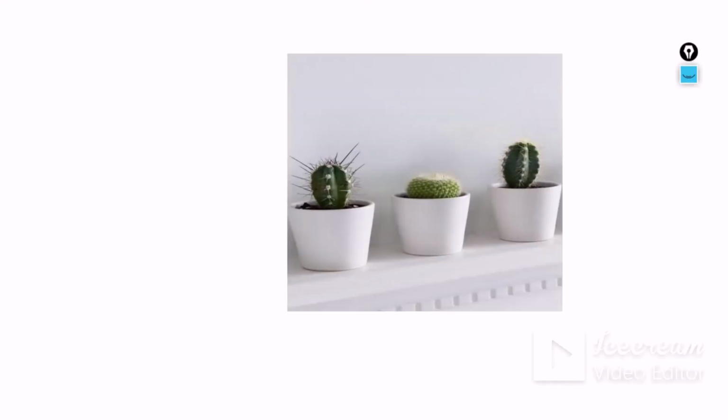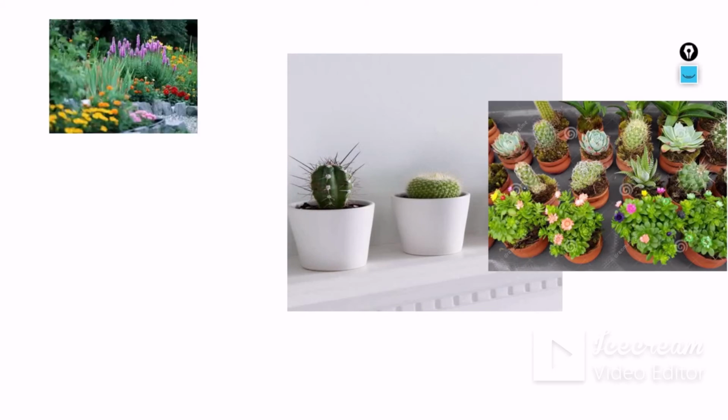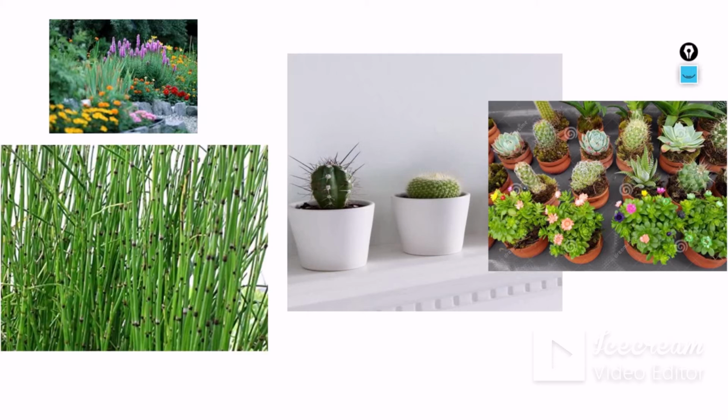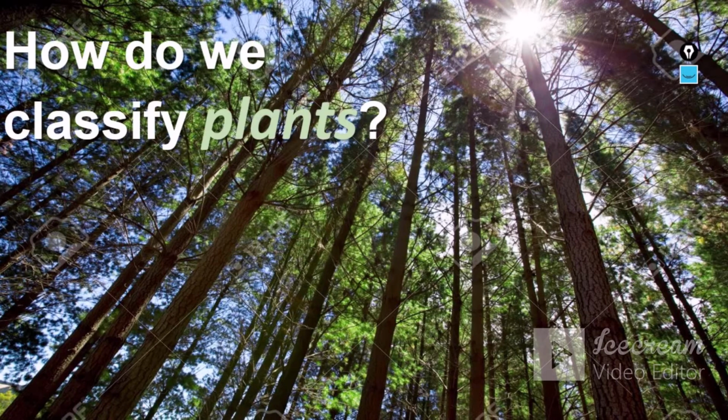Some of them are small, some have flowers, some live in the desert, some live in windy places, and some have fruits and flowers. Some don't have fruit or flowers, but have something else called spores. Some are very tall like skyscrapers. Now, how can the scientists classify all of these different kinds of plants?